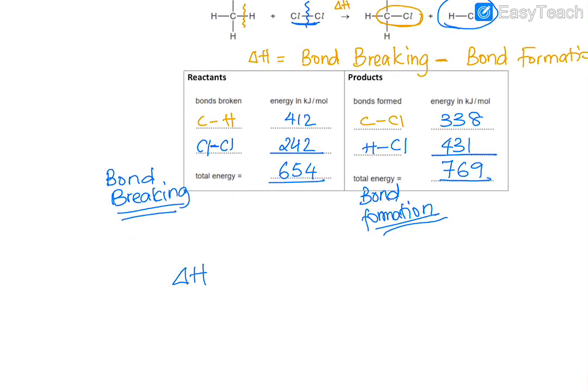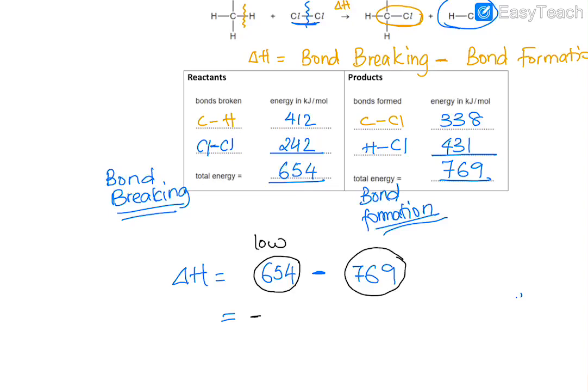So delta H will be bond breaking, 654, minus bond formation, 769. Now when you look at the values, the bond breaking value is lower than the bond formation value. So the energy required to break the bond is less than the energy produced when you form the bond, which means that the overall delta H is going to be negative. So you have minus 115 kilojoules per mole.